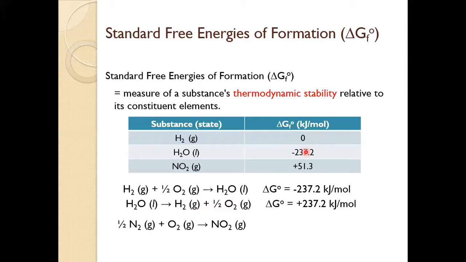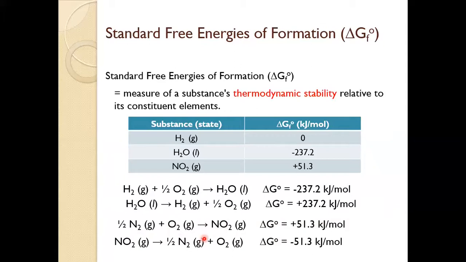There are some that have positive values, such as nitrogen dioxide. And that's true for not only nitrogen dioxide, but also a lot of other nitrogen-containing compounds. So a positive 51.3 kilojoules per mole would indicate that this process, the formation of nitrogen dioxide, is non-spontaneous, whereas the decomposition of nitrogen dioxide into its constituent elements would have a negative 51.3 kilojoules per mole number, it would be a spontaneous process. So nitrogen dioxide, as well as a lot of other nitrogen-containing compounds, are thermodynamically unstable relative to their elements.